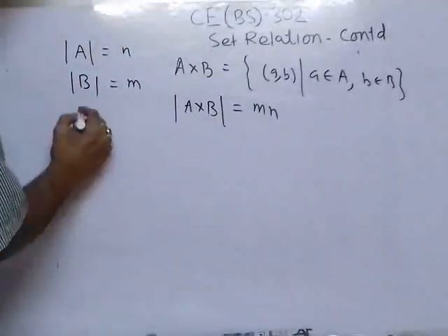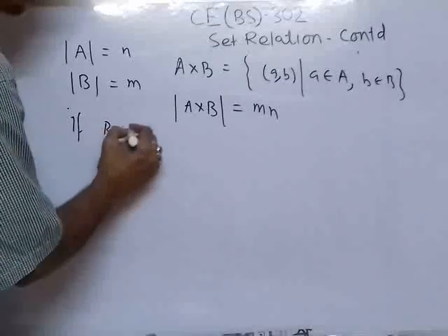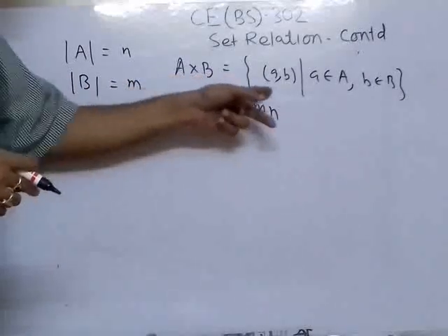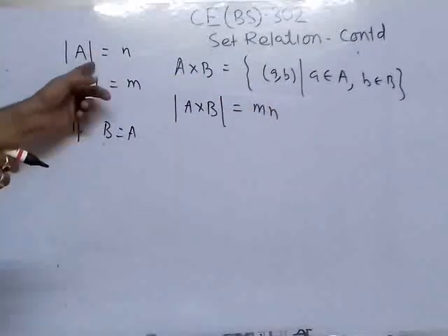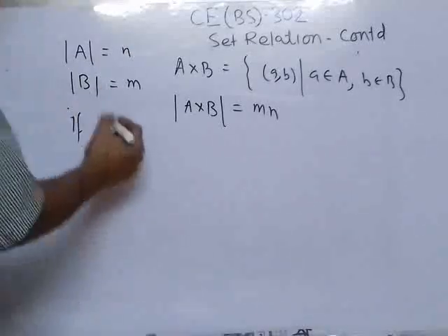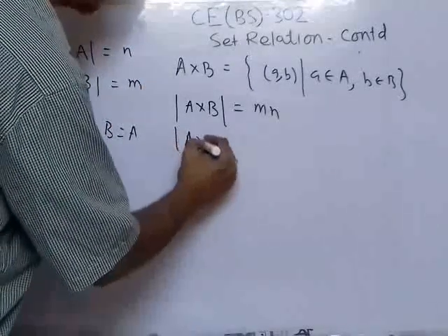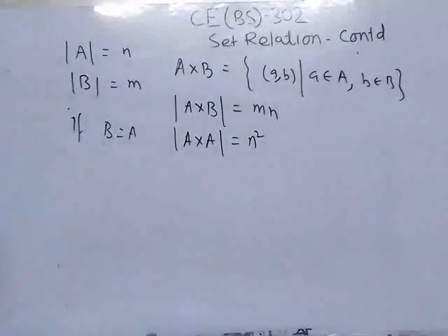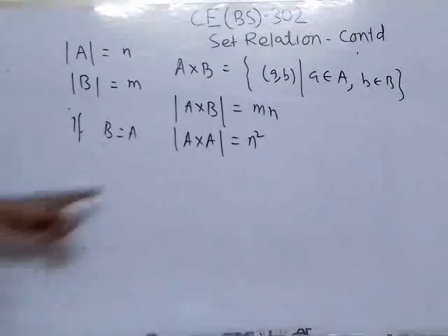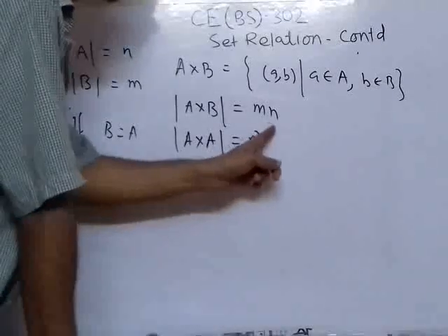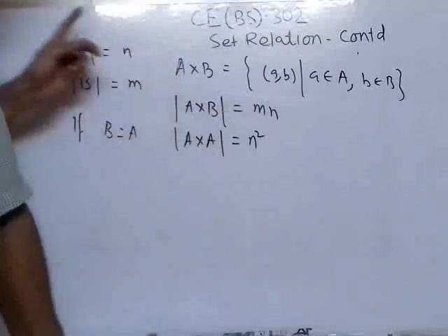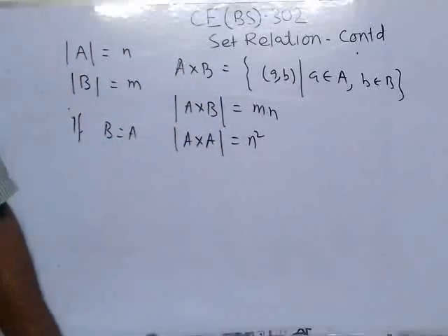In particular, if we set B equal to A, that means we are taking the Cartesian product of the set with itself. So B equal to A, then the measure of A cross A is equal to n square. Now these are all the possible Cartesian products that can be found from the two sets A and B.